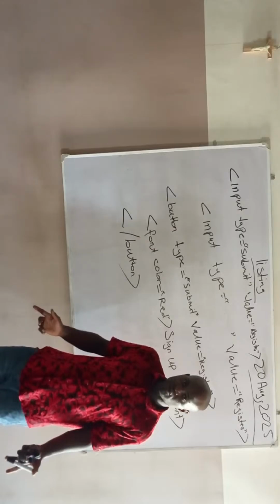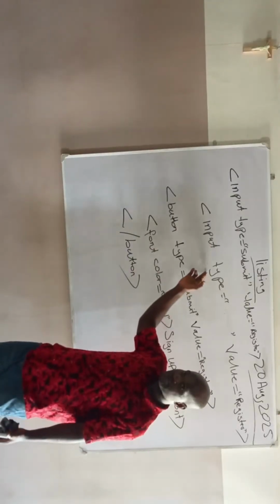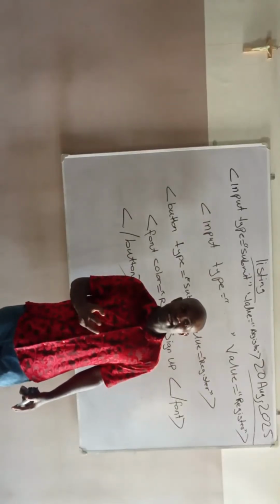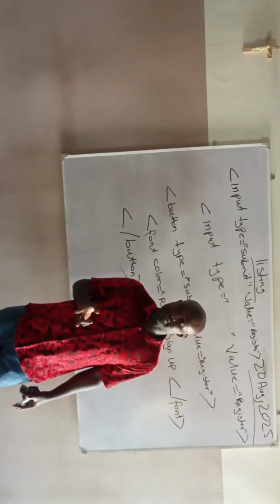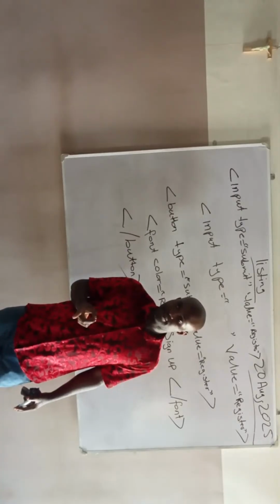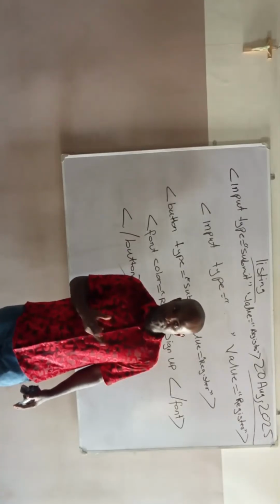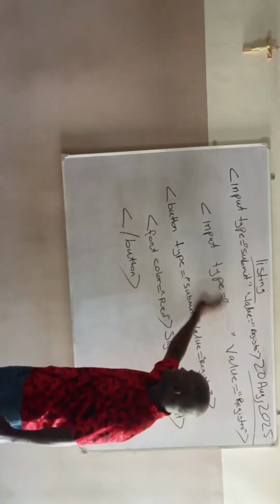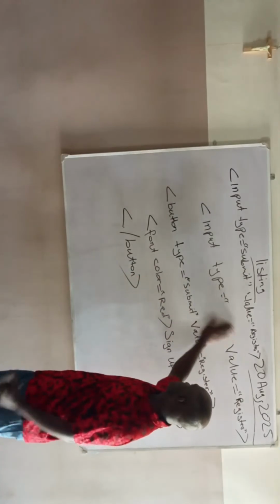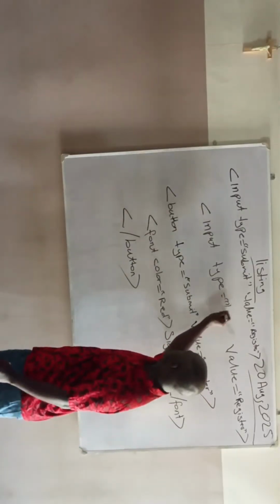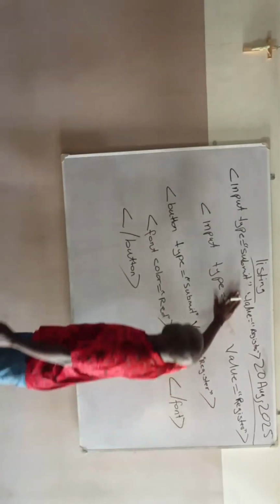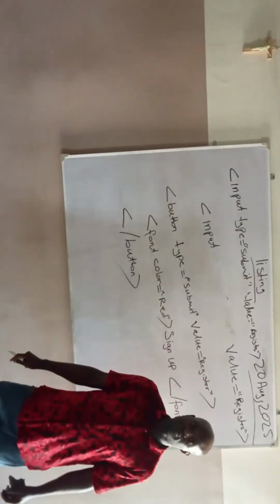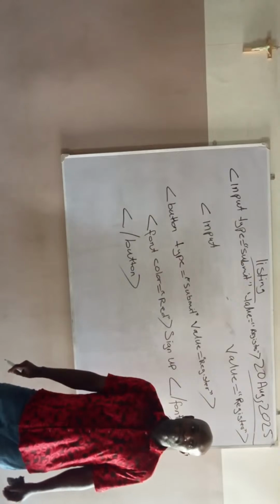How will the display look like? The type determines how the input element will display or behave. Now, I just specify the type. Maybe it is blank, or I didn't even put that. What will it give me as an output? What will the display look like?